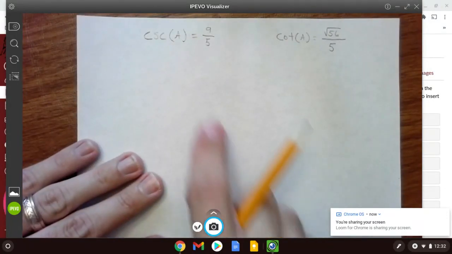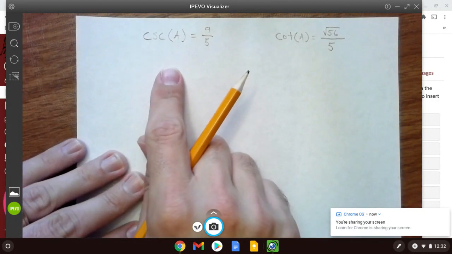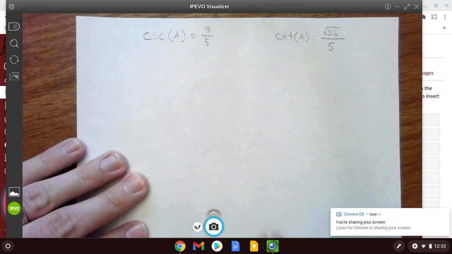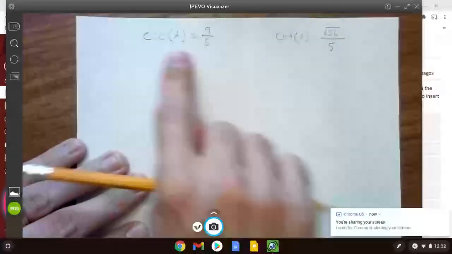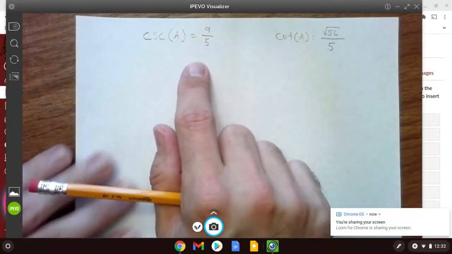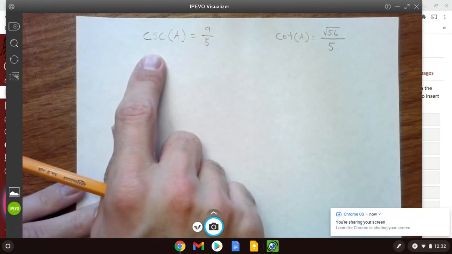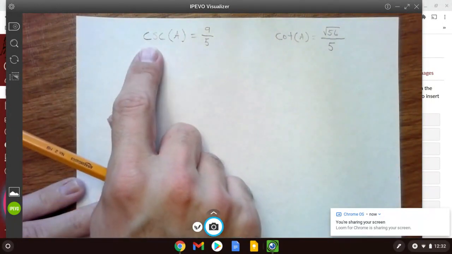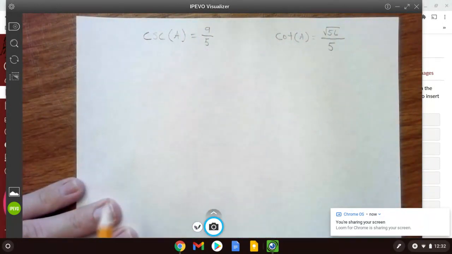Alright, so this is going to be similar to the last video where we're finding the other trig functions. This time we're given two of them. I'll start here just to show you what I'm going to do. So cosecant of A is equal to 9 over 5.